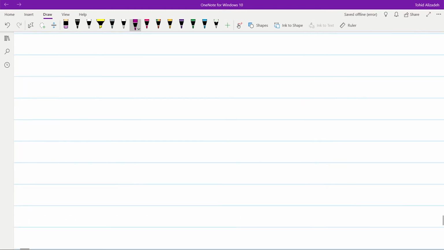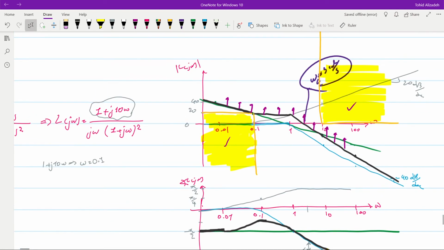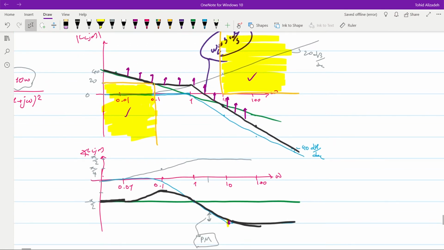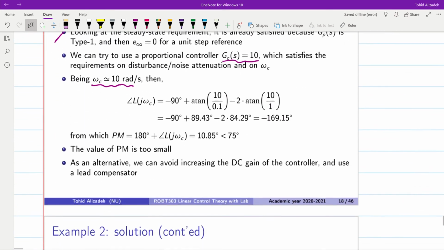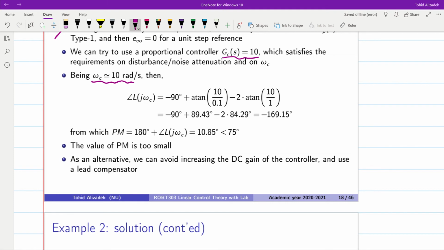Did I say something different? Yeah, omega c initially was that, but if we increase the gain, omega c will become 10. And at that frequency, we can find out the phase margin. We can calculate the phase of the L of j omega, which will be equal to almost minus 170 degrees, and the phase margin that we obtain will be equal to 10.85, which is much less than 75 degrees. And therefore, the phase margin will not be acceptable.